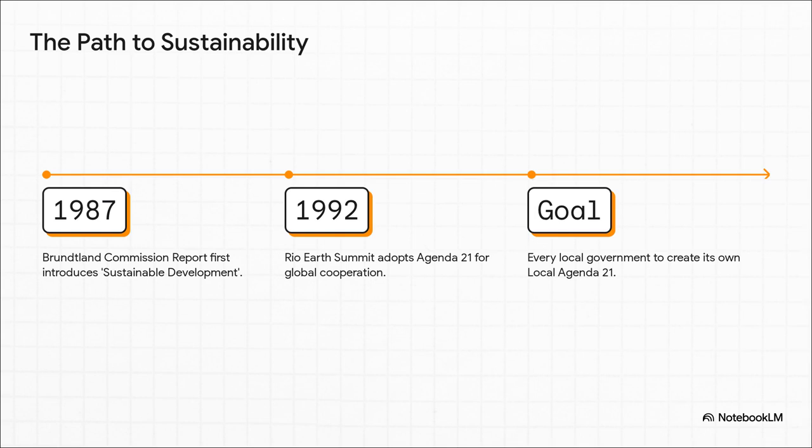And for your exams, please remember these 2 dates. In 1987, a report first talked about it. And then, a very important meeting happened in 1992, the Rio Earth Summit in Brazil. There, all the world leaders signed something called Agenda 21. It was like a global to-do list for making the world better. And the main goal was for every city, every village, to make its own local Agenda 21.